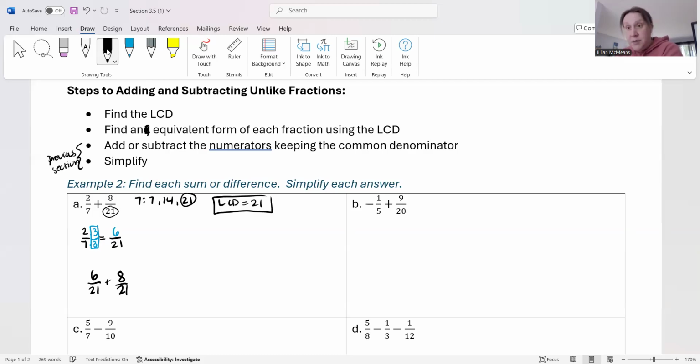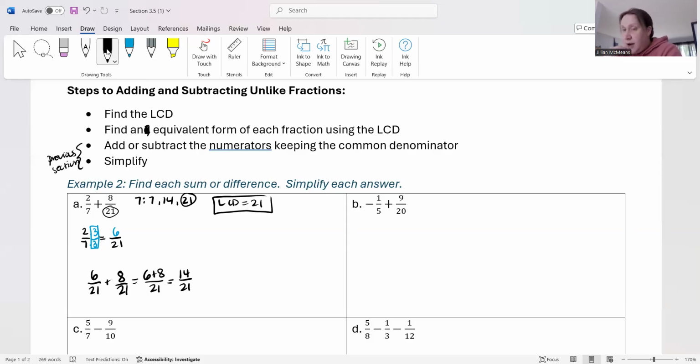I now have a common denominator, so I have what's considered like fractions. At this point, we just add the numerators and keep the common denominator. So this becomes 6 plus 8 over 21. Well, 6 plus 8 is 14, so I get 14/21. And when you're adding and subtracting fractions, you always simplify at the very, very end.